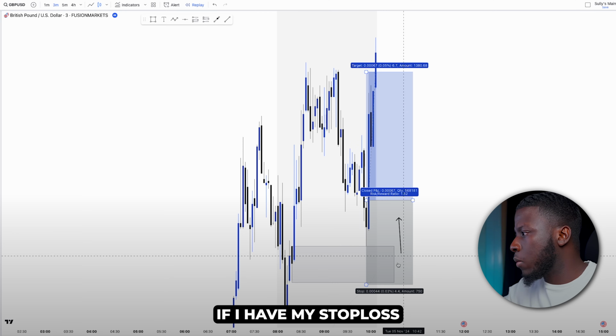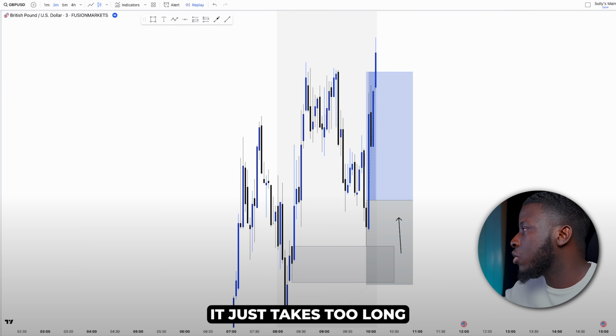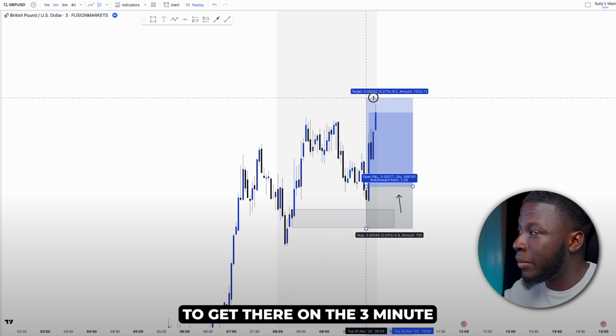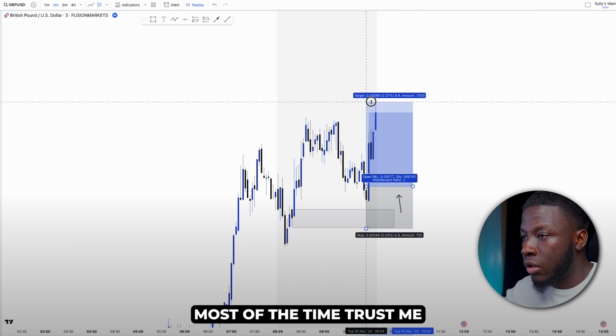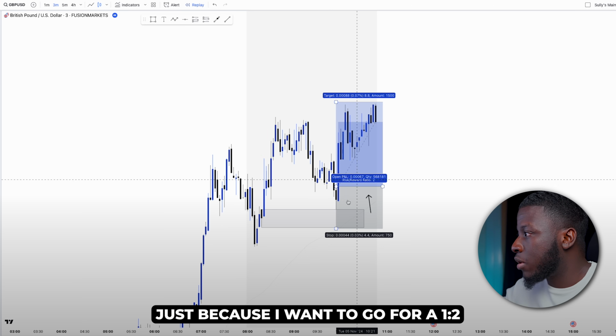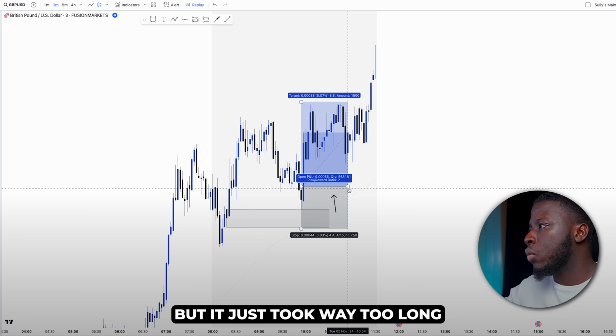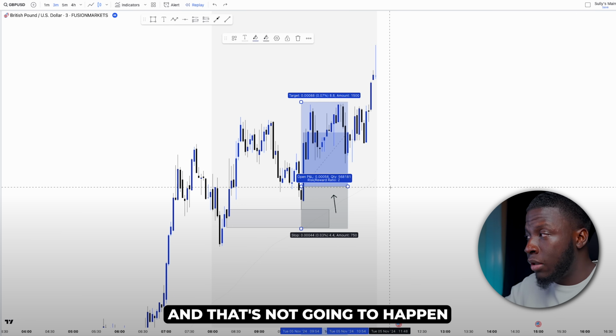You can mix and match, see what works for you, but these are how I would set them and package it together. If I have my stop loss outside the zone in this case, then I wouldn't be going for 1 or 2Rs. Why? It just takes too long to get there on the 3 minute. You're not going to get this most of the time, trust me. So for that reason, I just don't do it. You can see in this case, just because I want to go for a 1 or 2, yes, it's a safer option. Do we even hit it? Yeah, we did hit it, but it just took way too long, and that's not going to happen most of the time.